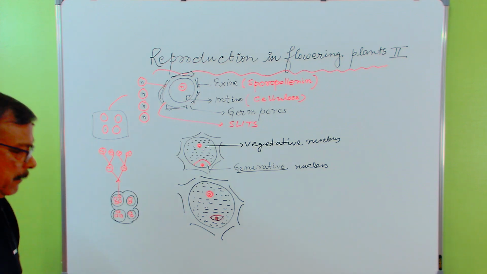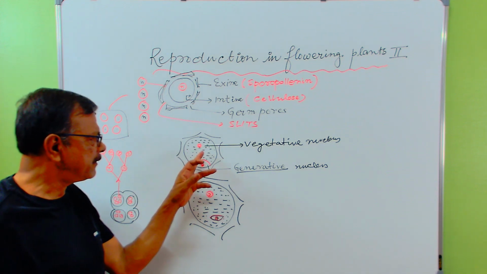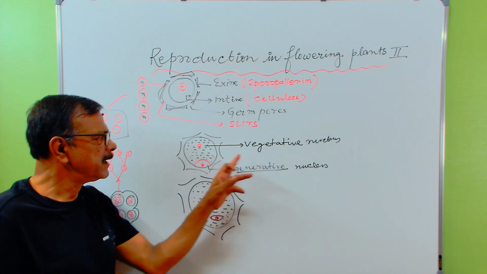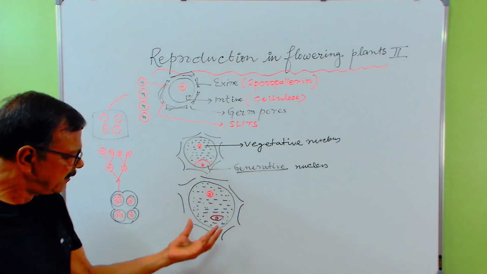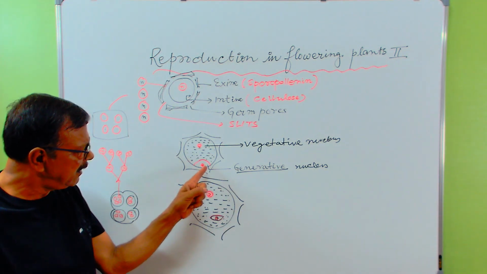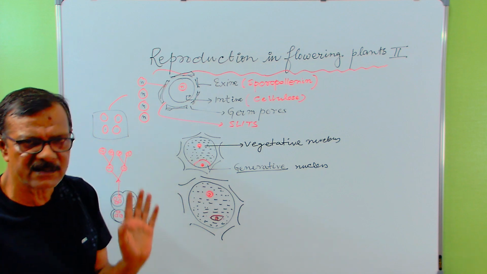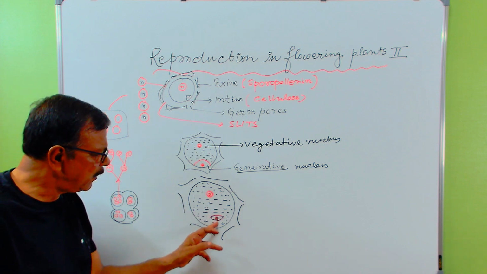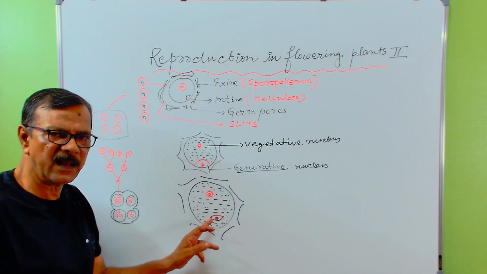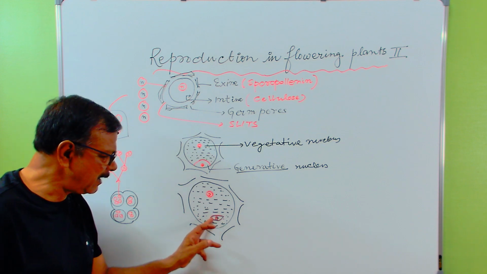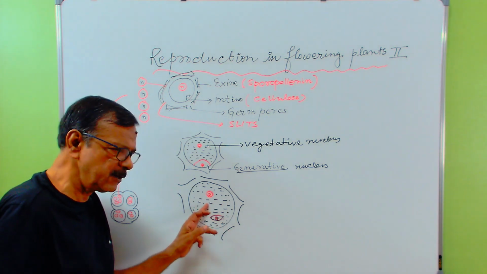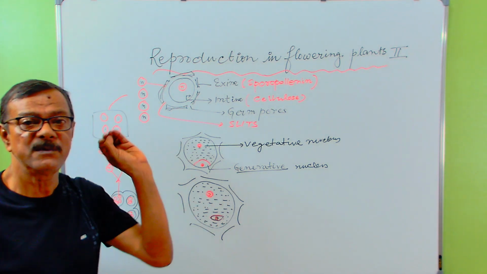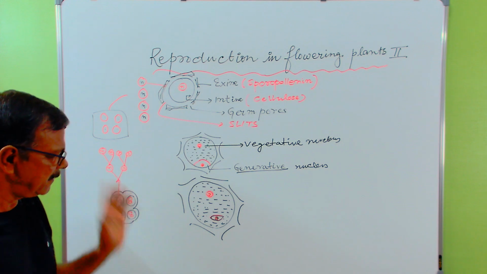What I am saying, I repeat, that after the formation of two cells, vegetative nucleus or vegetative cell, generative cell, this generative cell immediately detaches from the cell wall and will be a lens shaped cell having cell wall, and it will float within the cytoplasm of the vegetative cell. This much you will write.